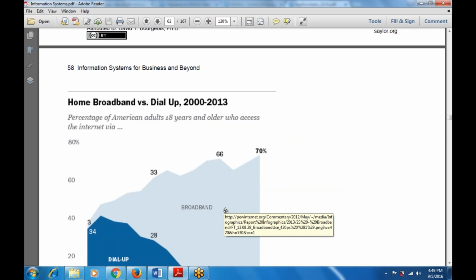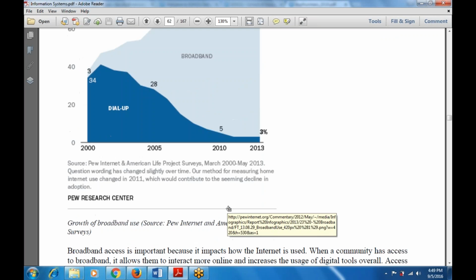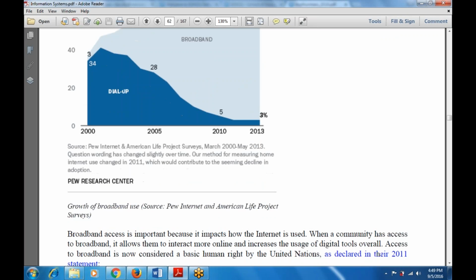Now this is the figure that shows the difference between broadband and dial-up connections. These are the parts of the internet connection. One is DSL, one is dial-up. DSL full form is Digital Subscriber Line, and these are the parts of the broadband connection only. Any other questions?